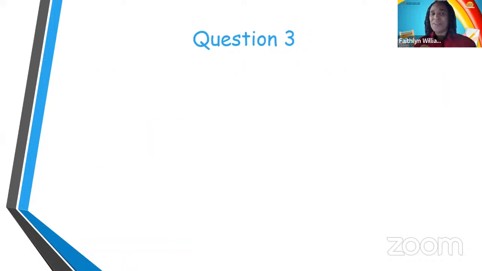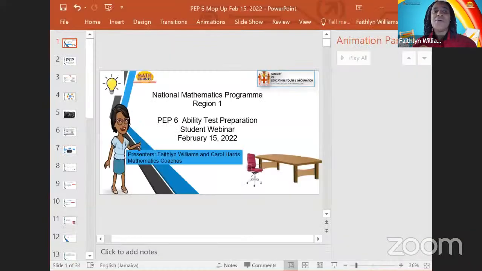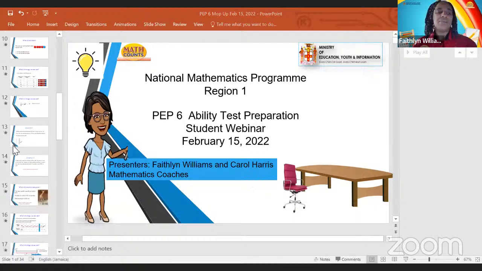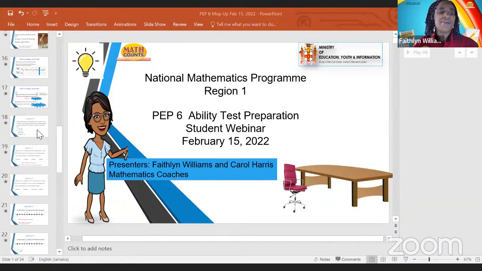So let's move on to our third question. So here is question 3. And guess what? We are going to move on to question 3. There is a little shift here. Let's fix that for you. So we'll get all the way down to question 3 and make sure that you're seeing the correct question.